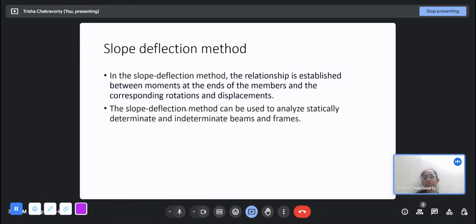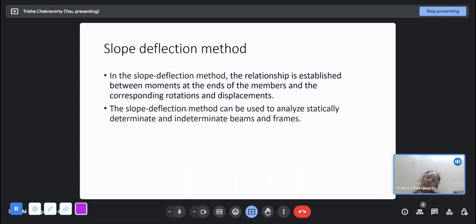Now we move on to the slope deflection method. Now that we know the degree of kinematic indeterminacy and the degrees of freedom, we move on to the slope deflection method. In the slope deflection method, the relationship is established between moments at the end of the members and the corresponding rotations and displacements. The slope deflection method can be used to analyze statically determinate and indeterminate beams and frames. It can also be used to analyze determinate structures, but there is no point doing that because it will unnecessarily complicate the problem. In a determinate structure, we can simply solve the support reactions and move on to the internal forces and internal displacements and everything.